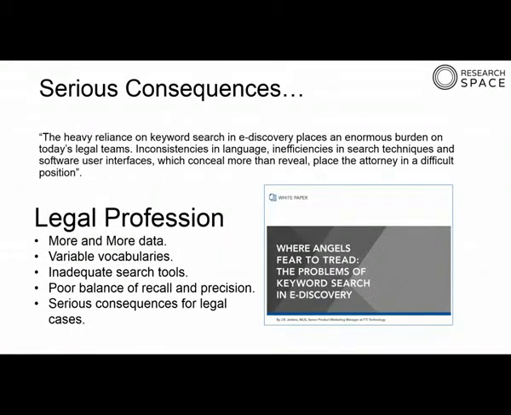So the legal profession has more and more data coming into it. There are variable vocabularies, inadequate search tools, and poor balance between recall and precision. All the same problems we have in cultural heritage. So we have, I would say, more sophisticated and more variable data than the legal profession, so these problems are even worse for us.